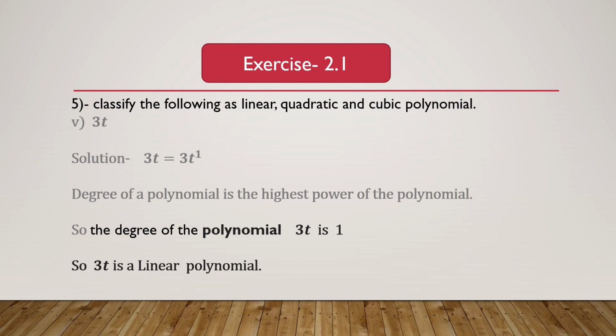Now the fifth bit. The fifth bit is 3t. We can write 3t as 3t to the power 1. Its degree, or highest power of this polynomial, is 1, t to the power 1. As its degree is 1, it is a linear polynomial. So 3t is a linear polynomial.